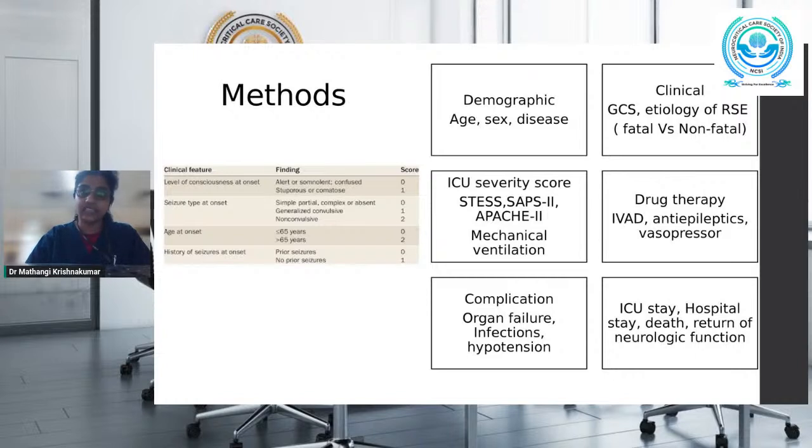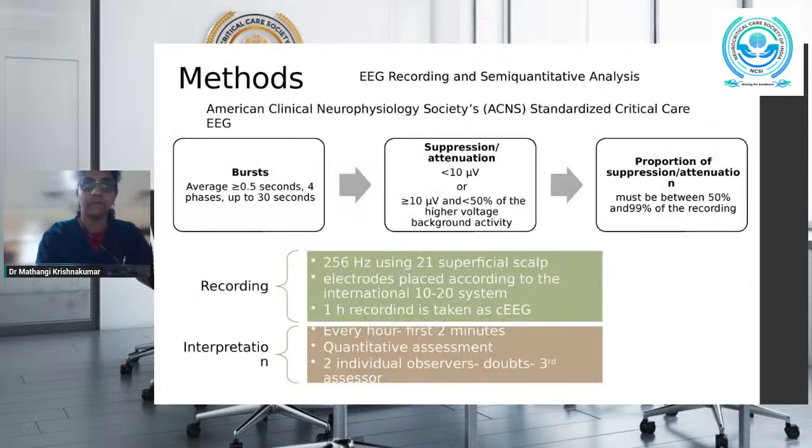Clinically, they looked at the GCS and the etiology of RSE. The etiology of RSE can either be fatal or non-fatal. Then they also looked at what drug therapy was used, what anti-epileptics were used, what anesthetics were used, and whether vasopressor use was there or not. They also collected data on ICU stay, hospital stay, death, and return of neurological function prior to the occurrence of the events.